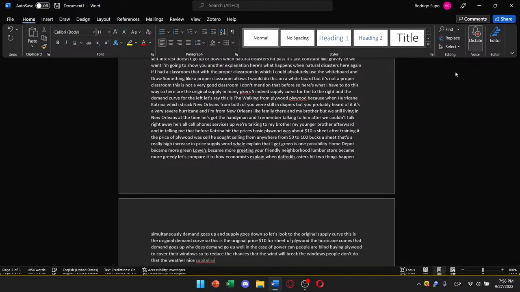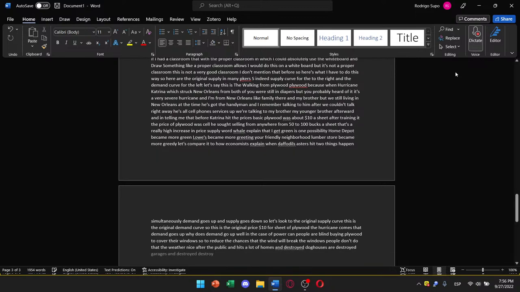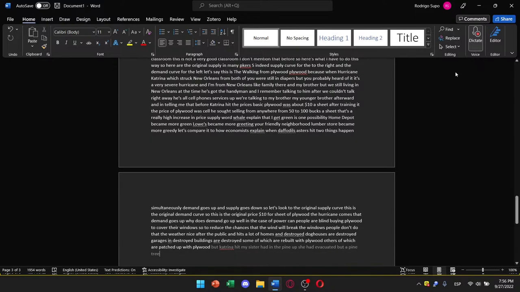After the hurricane hits, a lot of homes are destroyed. Doghouses are destroyed. Garages are destroyed. Buildings are destroyed, some of which are rebuilt with plywood, others of which are patched up with plywood. When Katrina hit, my sister had a pine tree stabbed right through her roof. She lives on the north shore of Lake Pontchartrain. There's a picture of the house with this pine tree sticking up through the roof. So the first thing she had to do, after she got the tree removed, was patch up her roof. She had to buy plywood that she wishes she wouldn't have had to buy.